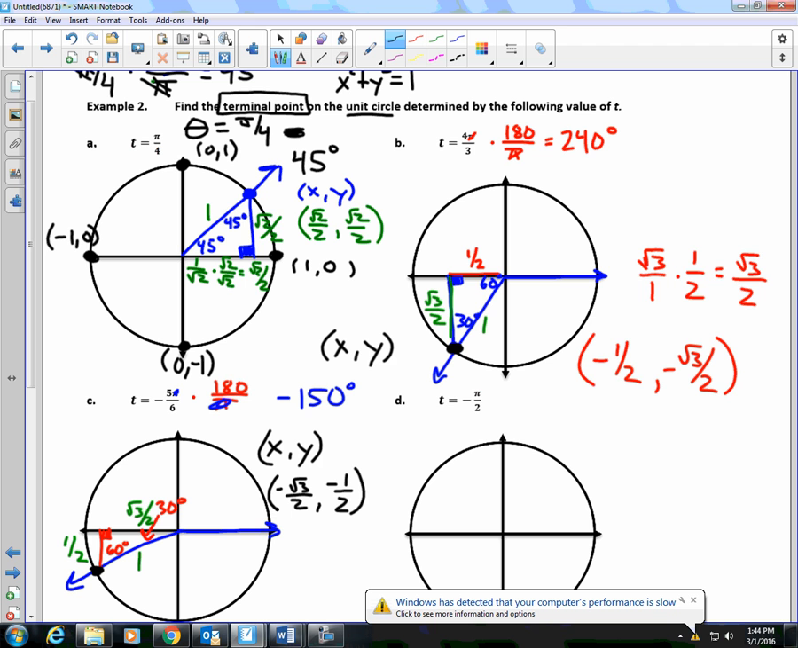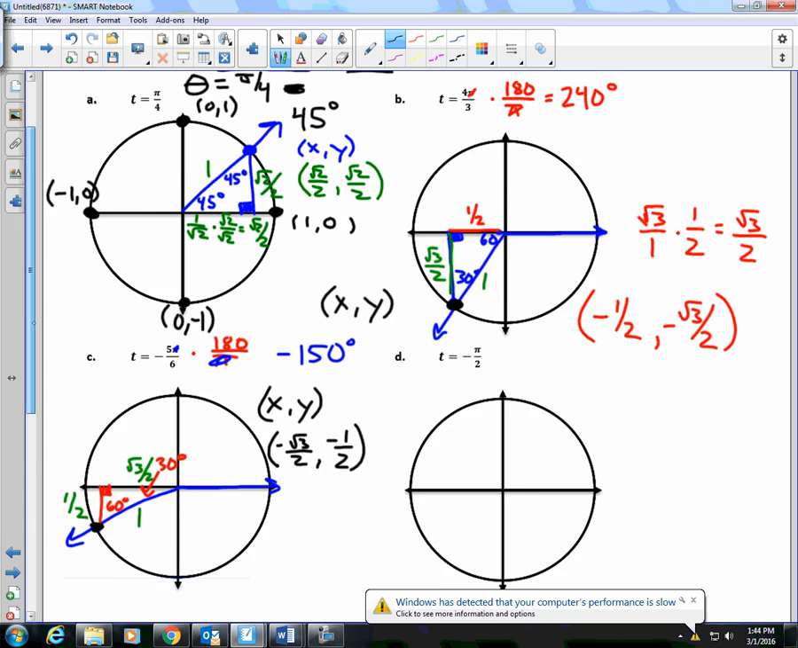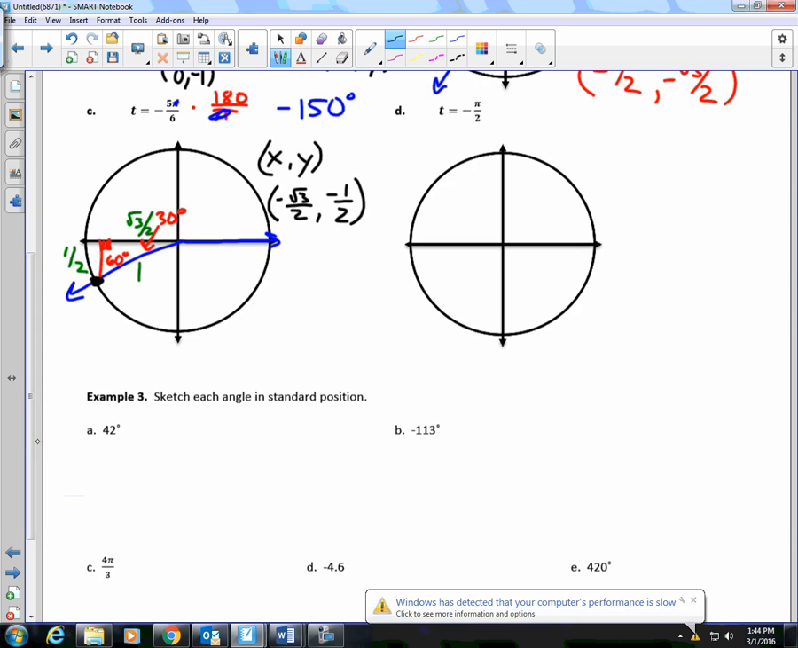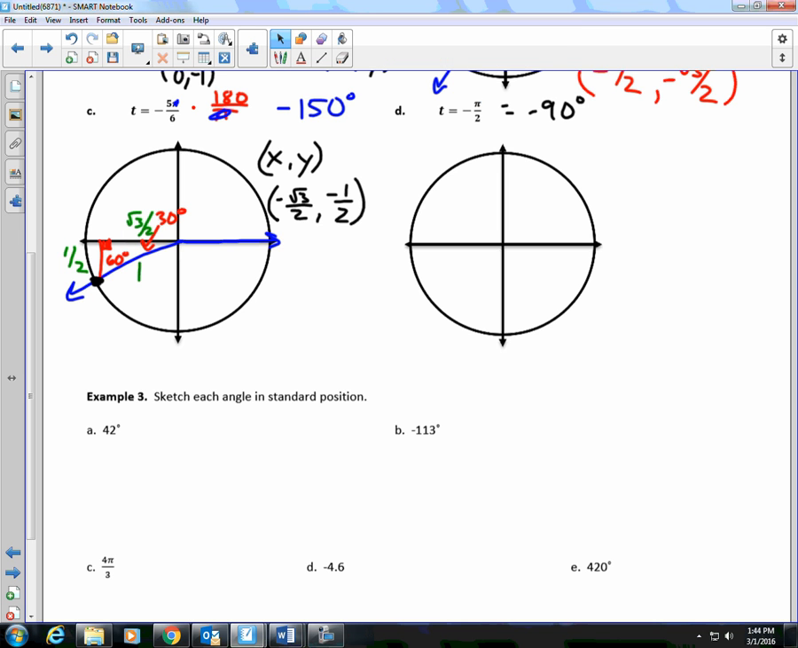Except for our very last one. Right. Our very last one, pi over 2. Does anybody remember what pi over 2 is? 90. So this is negative 90 degrees. I didn't even do the conversion because I'm so smart I remember. Okay, we'll practice tomorrow. Negative 90 degrees. So where will that bring me? Yep, straight down right here, right?